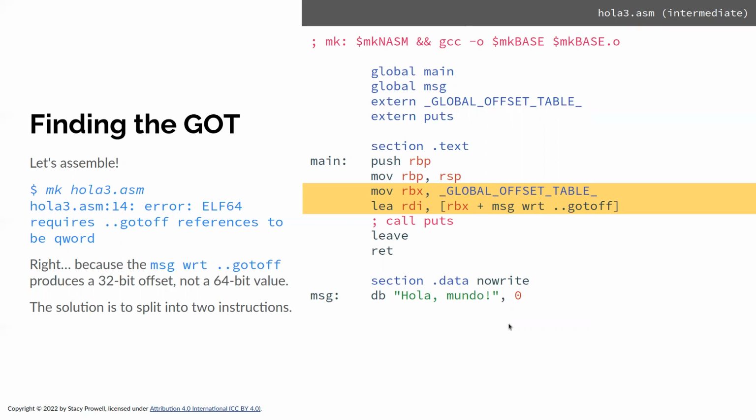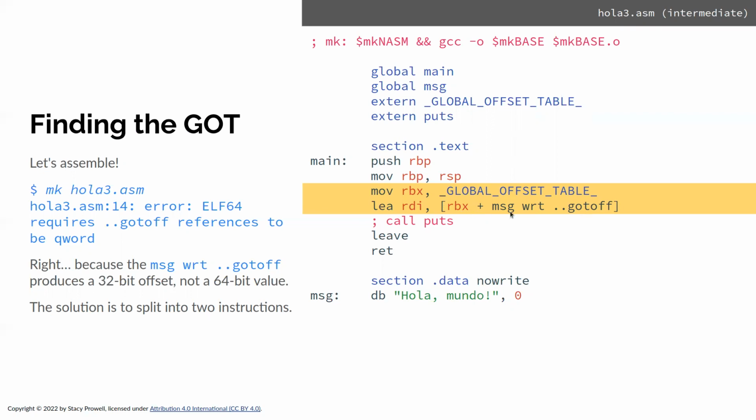I then build my OLA 3 program and immediately get an error. And it tells me ELF64 requires GOT-OFF references to be a Q word. What? What does that even mean? Well, it turns out that when I do this, I get a double word because it's close enough that I get a double word. And so this is 4 bytes, but this is 8 bytes.